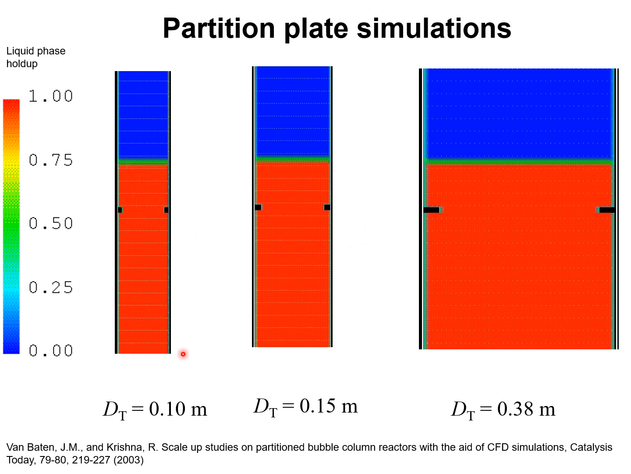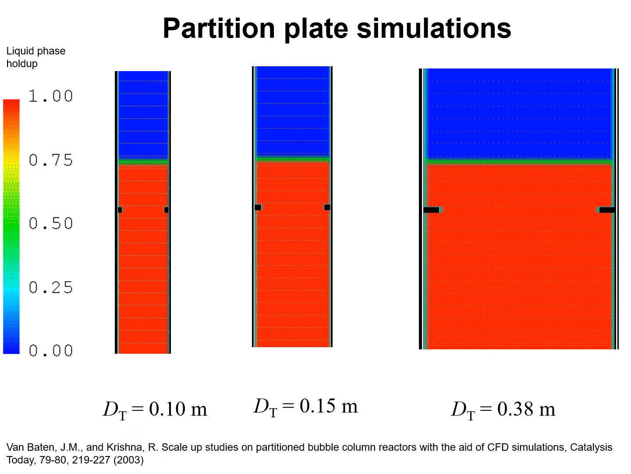Initially, the column is filled with liquid. This is the scale to determine the liquid holdups. Red indicates a liquid holdup of 1. Blue indicates a liquid holdup of 0. Liquid holdup of 0 means gas. So initially we have gas at the top, liquid at the bottom. This is where the sieve plates are located.